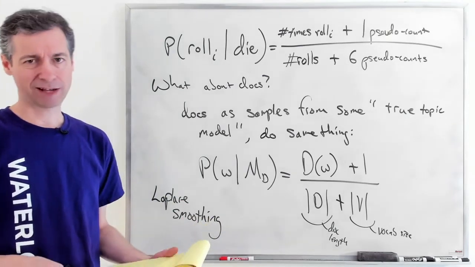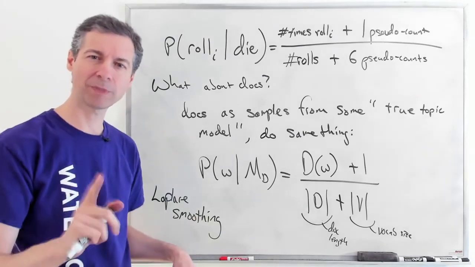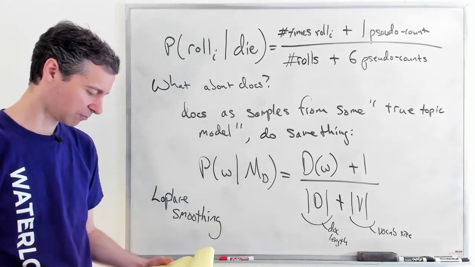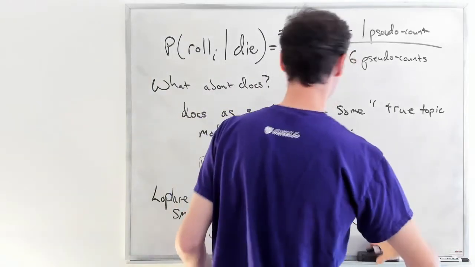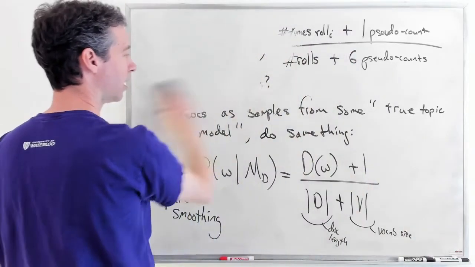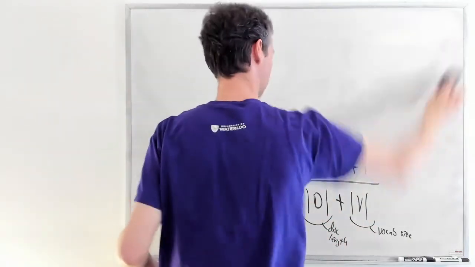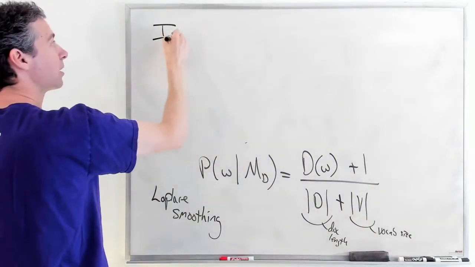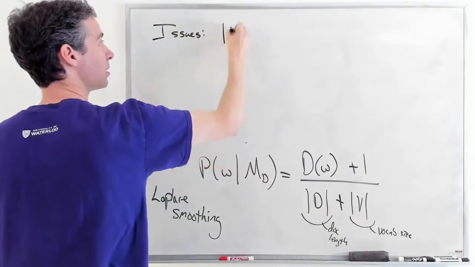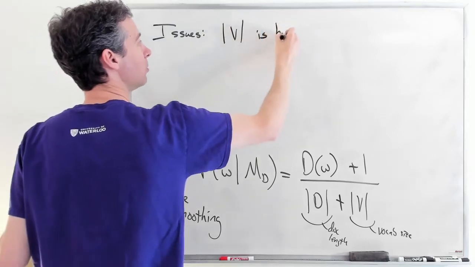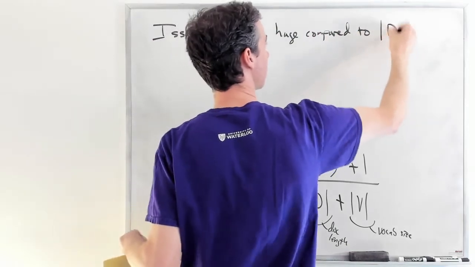All right. There's a real downside to this, though. It's not the greatest smoothing approach. It's not really the best way for estimating things. One thing is, so issues, I'll start writing at the top, or I'll keep this on the board so you can see it though. Issues with Laplace smoothing, all right, is the size of the vocabulary is huge compared to the size of the document.